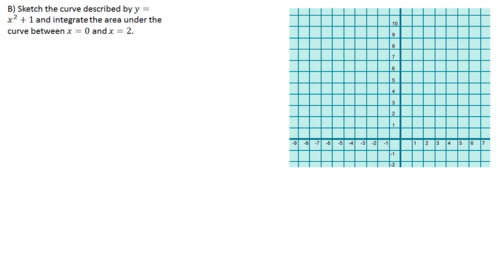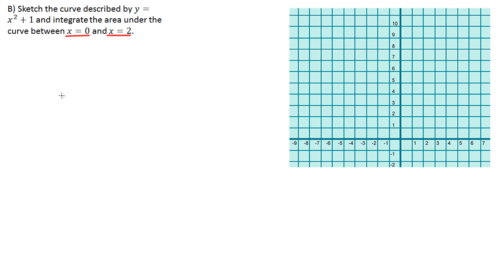Okay, so for this question we're given an equation y equals x squared plus 1, and we gotta sketch the curve and then find the area between x equals 0 and x equals 2. So this basically means that x equals 0 and x equals 2 is our limits. So it's basically like the question we did before, but we gotta think how to sketch y equals x squared plus 1.